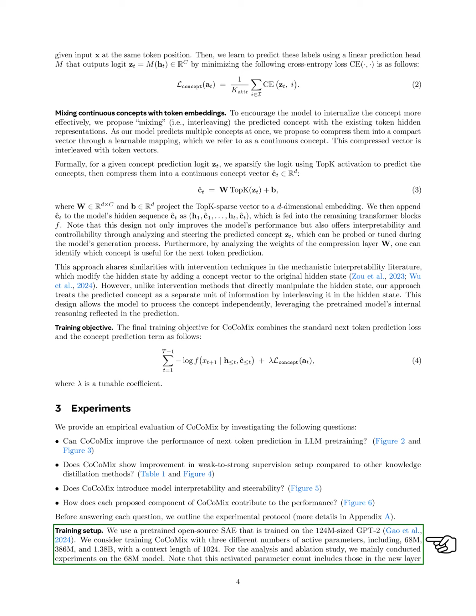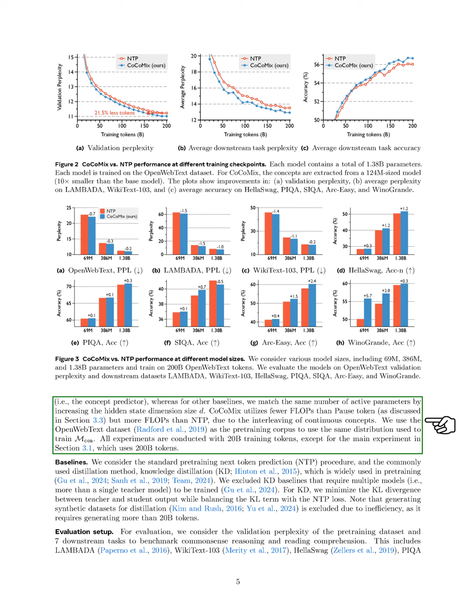We experiment with CoCoMix using 3 different active parameter counts: 68 million, 386 million, and 1.38 billion, all with a context length of 1024. Our analysis primarily focuses on the 68 million model. It's important to note that the active parameter count includes those in the new layer, while for other baselines, we match this count by adjusting the hidden state size.